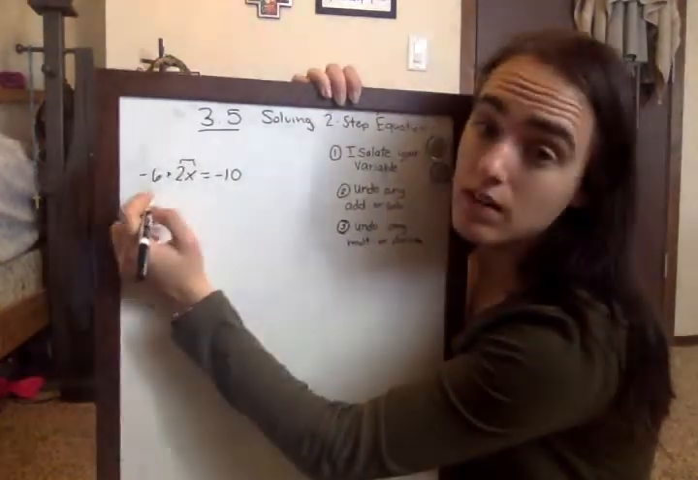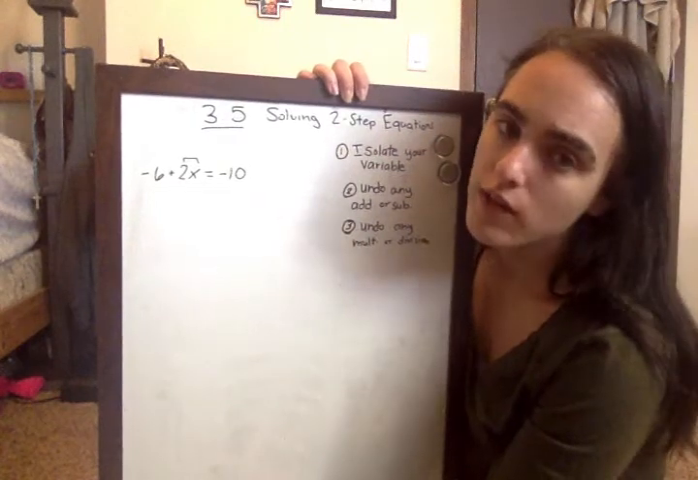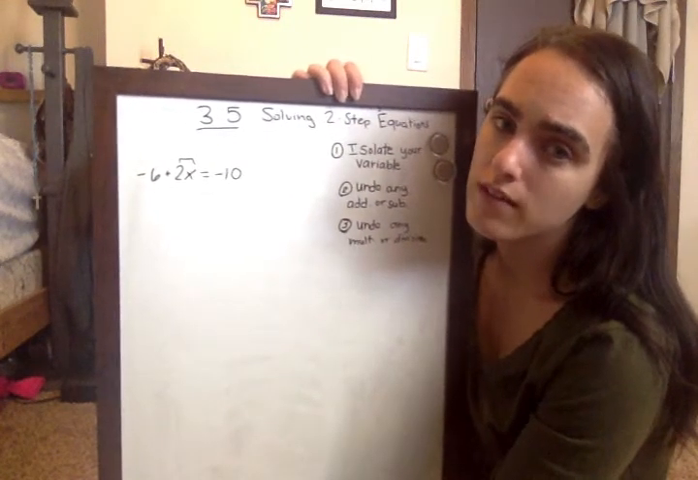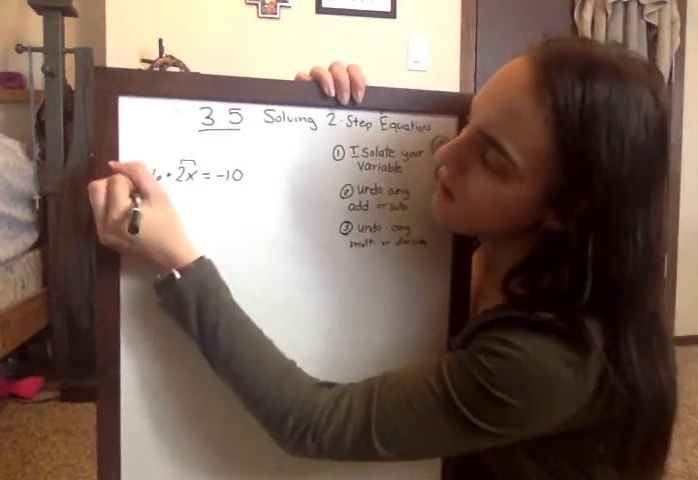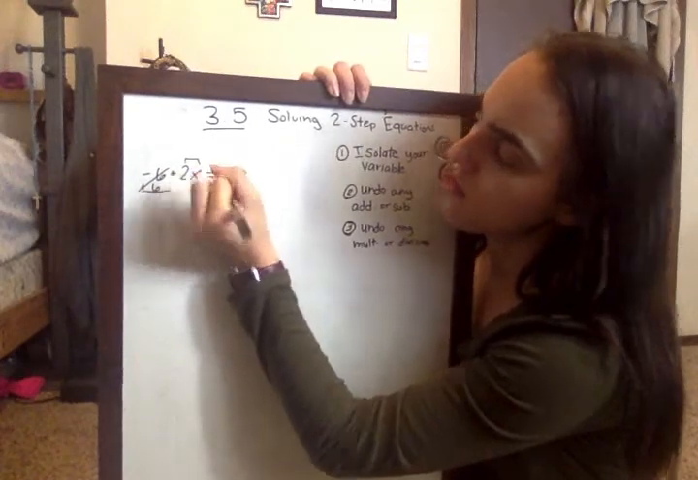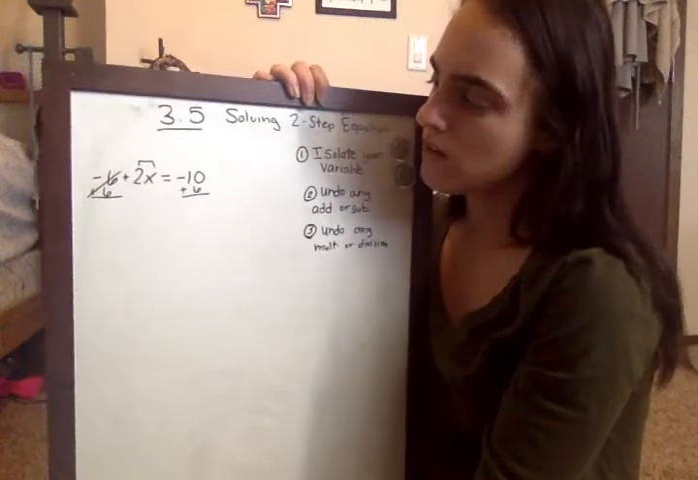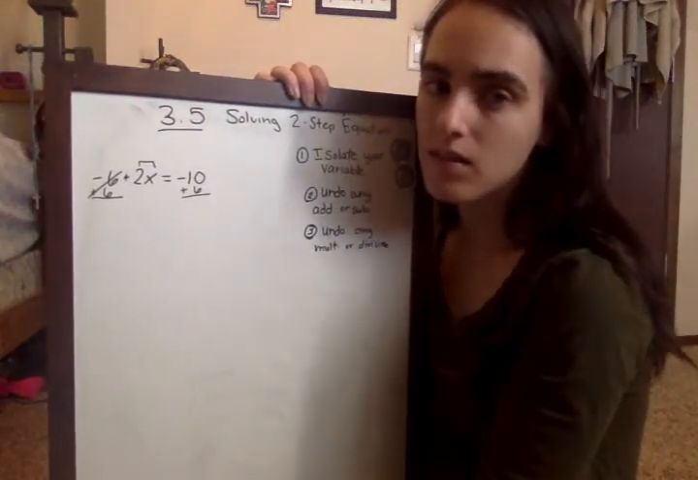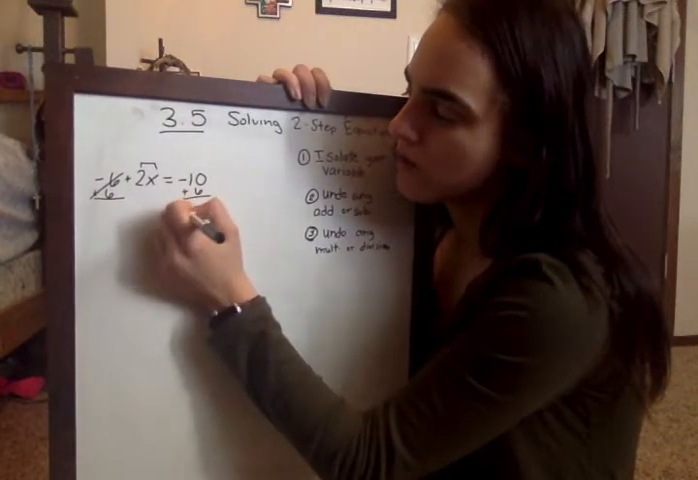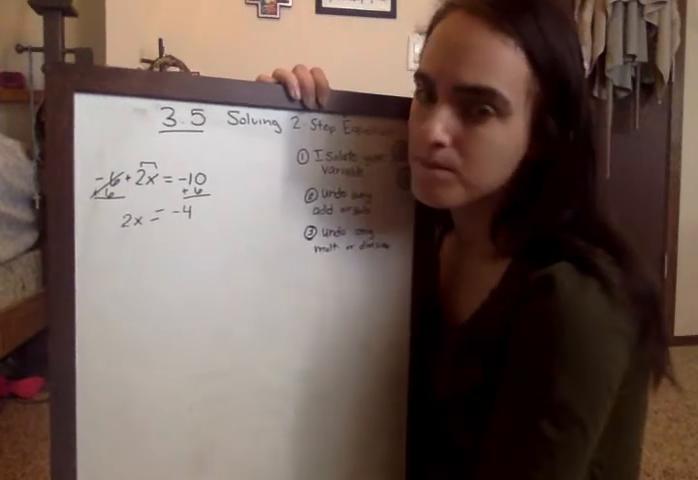Well, I see a -6 here. So how do I undo a -6? What's the opposite of subtracting 6? Adding. So I add 6 to each side. And then what's -6 plus -10 plus 6? -10 plus 6 would be -4 equals 2x.